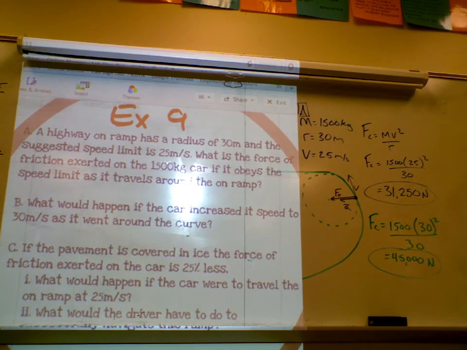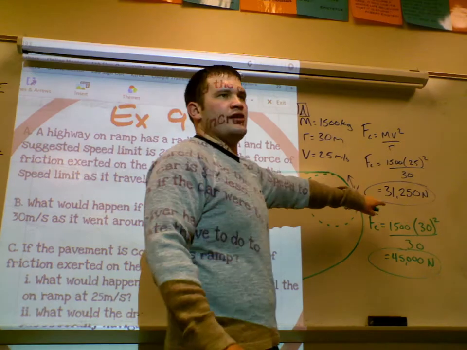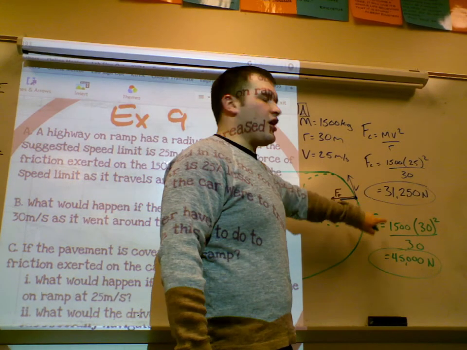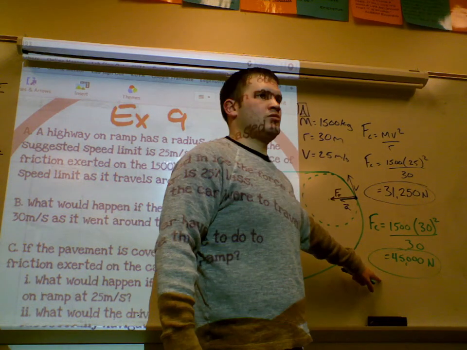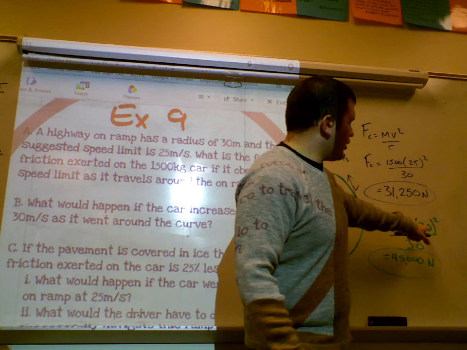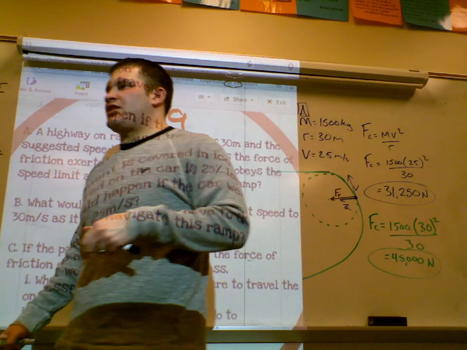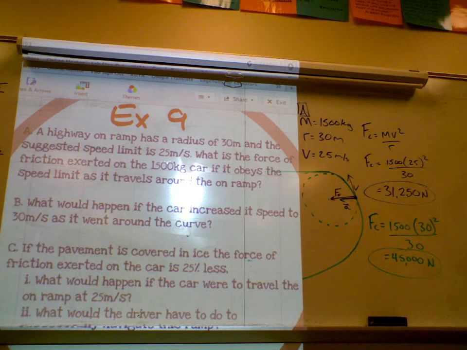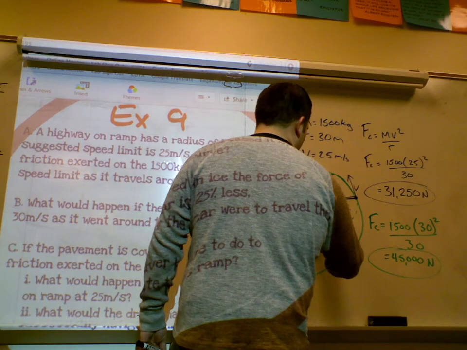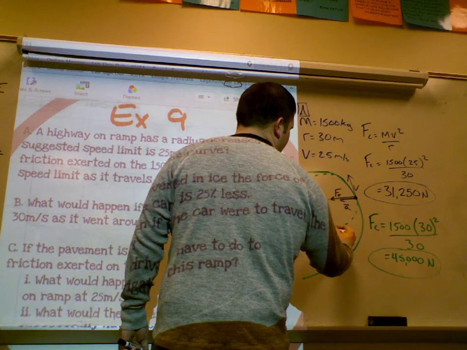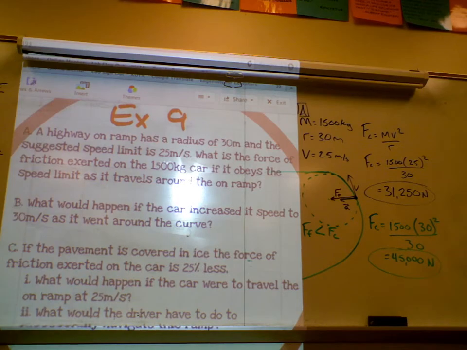So will the car have enough friction to negotiate the turn? We said this was the maximum force of friction, right? Will the car have enough friction to negotiate the turn? No. So if we're approaching that turn at 30 meters per second, the radius is 30 meters, we will not have enough friction to negotiate that turn because we said the force of friction was that, so it is less than our necessary centripetal force.